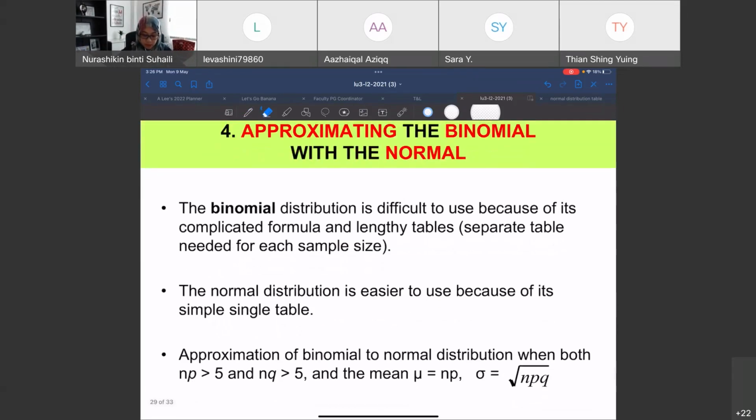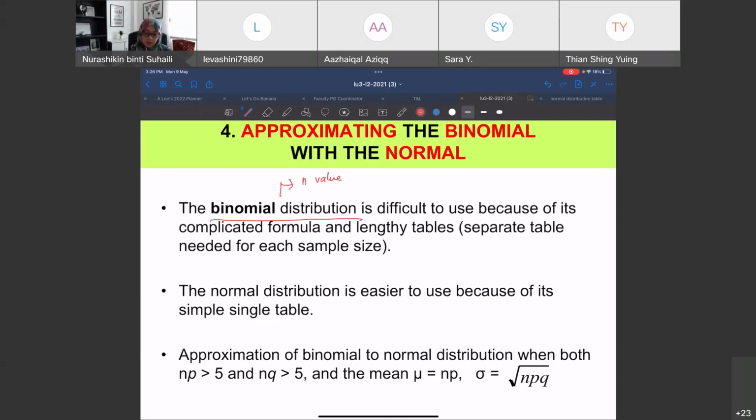Okay, so some facts about normal. Normal distribution is actually much easier to use because of its simple single table. Whereas if we talk about binomial distribution table, remember, it depends on the n value, which could be different from one case to another. If we have n equal to 100, the table would be very complex, very difficult to get information from such a long table. So that's why binomial distribution is not that convenient.